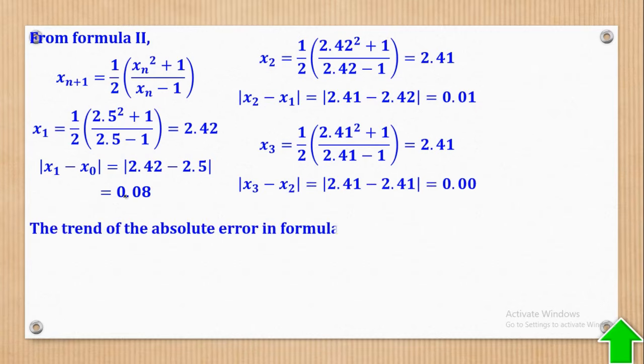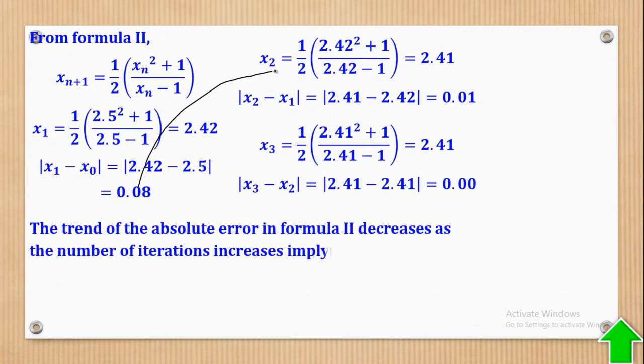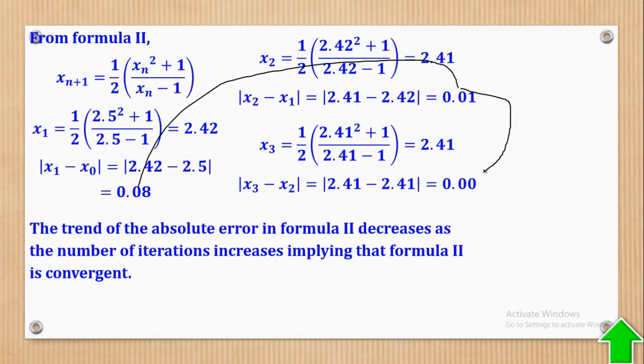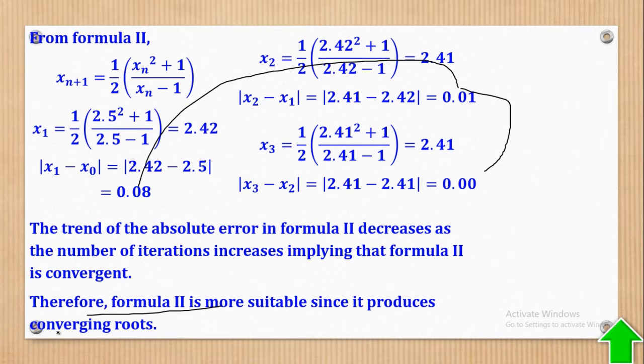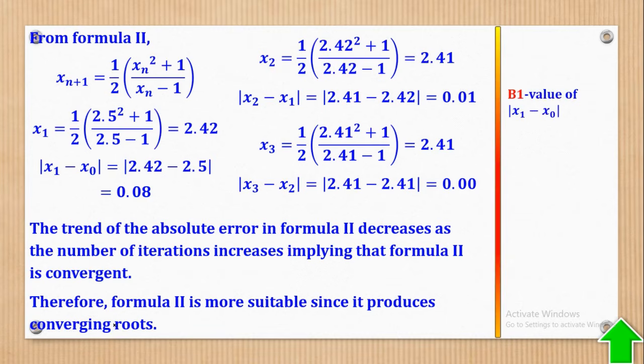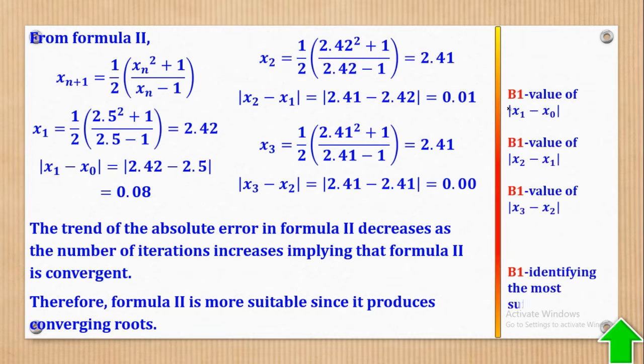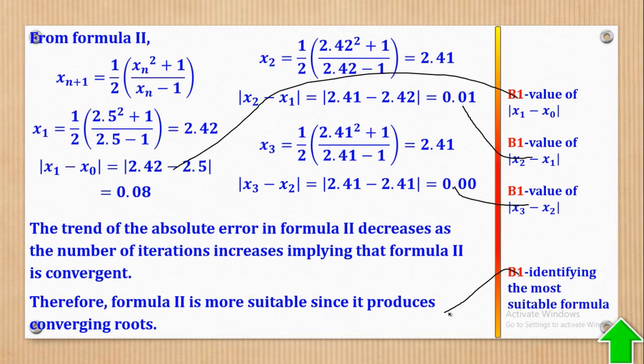What does that mean? It means that we'll see here, from here to here it is reducing, and from here to here it is reducing. So since it is reducing, it implies that it is convergent. It means that formula 2 is more suitable since it gives convergent roots. So this is the reason. So B1 for this, B1 for this, B1 for that, B1 for the reason.